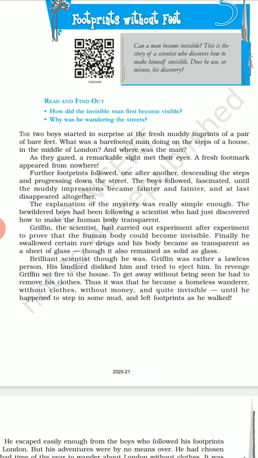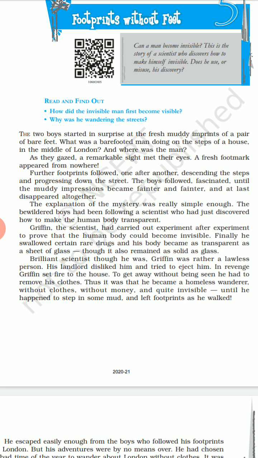So he set fire to the house, and to get away without being seen, he had to remove his clothes. If he wore clothes, then others would be able to see him. So in order to be invisible, he had already used certain drugs, and now he had to remove his clothes. So he set fire to the house and removed his clothes to get away without being seen by others. He ran away from that very house, and he became a homeless wanderer.